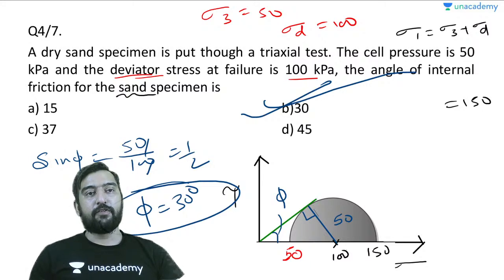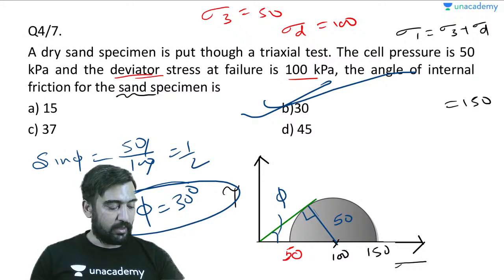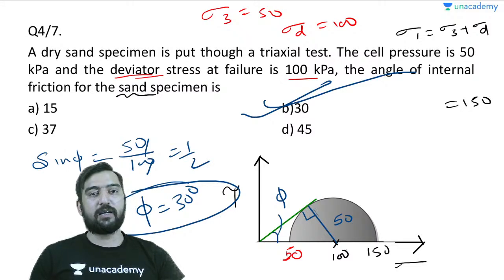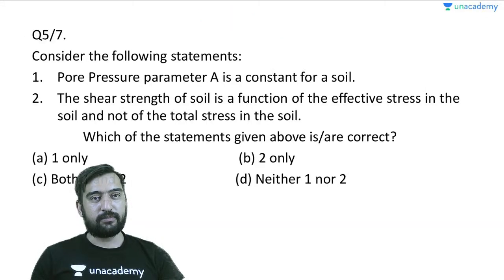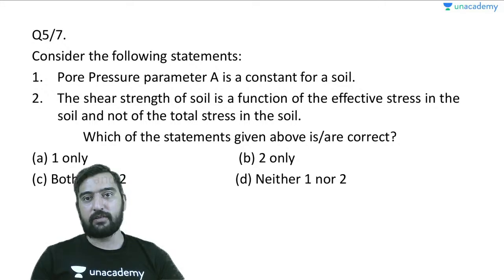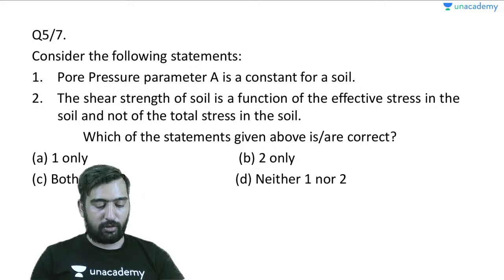चलिए, क्वेश्चन नंबर 5. ठीक है, एज आई प्रॉमिस्ड कि ज़्यादा टाइम नहीं लूँगा, जल्दी छोड़ दूंगा. सो थर्ड लास्ट क्वेश्चन, नॉट सेकंड लास्ट. So pore pressure parameter A is constant for a soil and shear strength of the soil is the function of effective stresses in the soil and not of total stresses. So which of the following is or are correct? So question number 5.